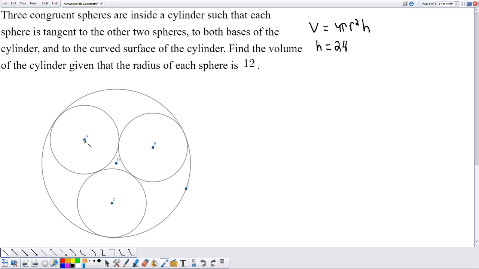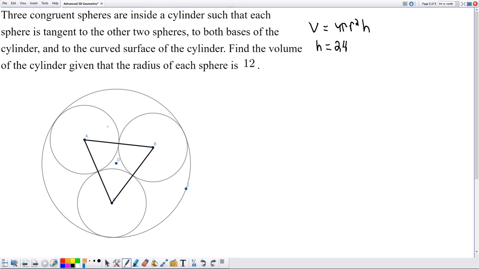And let's start by making a triangle from each of the centers of the spheres, because that should be a fairly simple triangle to work with. Since each sphere has the same radius, each side of this triangle would be 12 and 12, so 24. All three sides would be the same, so we have an equilateral triangle.